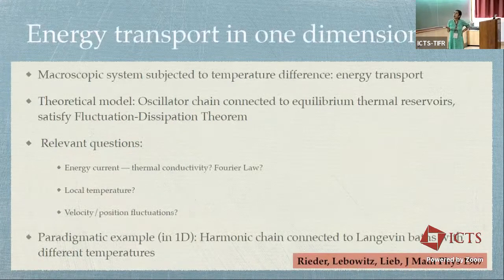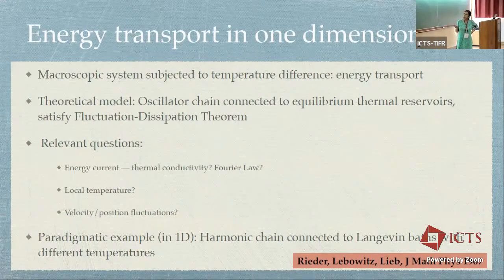Okay, so when we think about energy transport in macroscopic systems, the picture we have in mind is a system which is attached to two different temperature baths, like the cartoon you saw in Anupam's talk earlier this morning. These are two different temperatures, and there is some heat or energy flowing through the system. Theoretically, the system is often modeled by oscillator chains, again like you saw in Anupam's talk this morning. The boundary oscillators are connected to thermal reservoirs with different temperatures. And when the temperatures are different, there's energy current flowing.